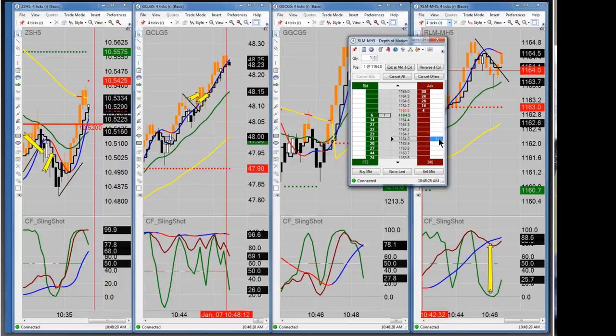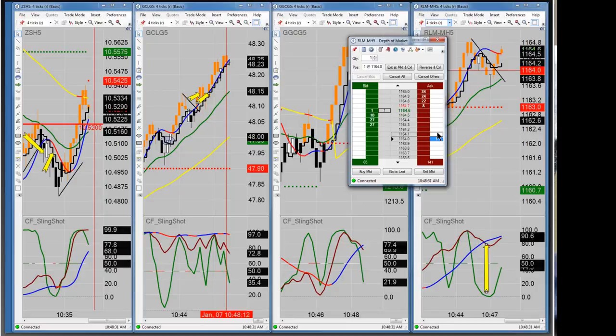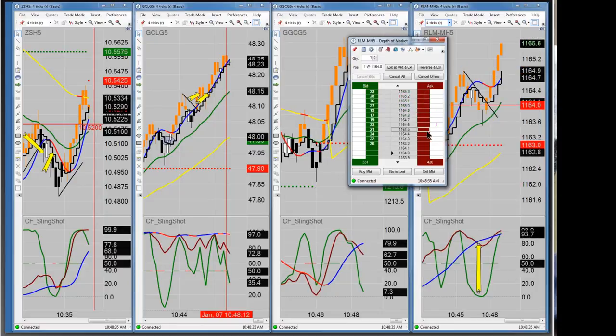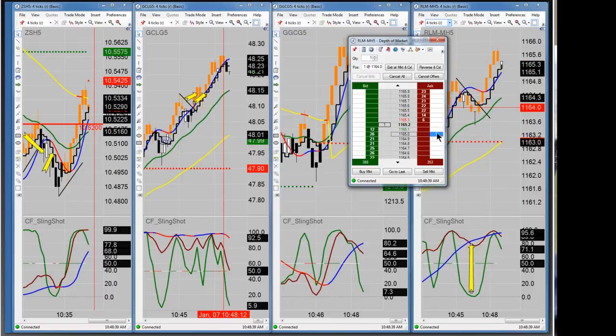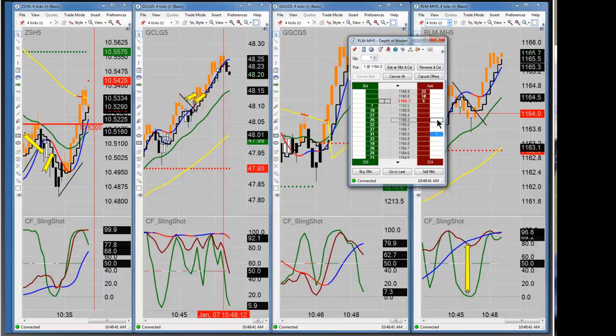Okay. So stops at break even on this now. On the Russell, stops at +2. Plus 10. 15. And I'm flat with 15.